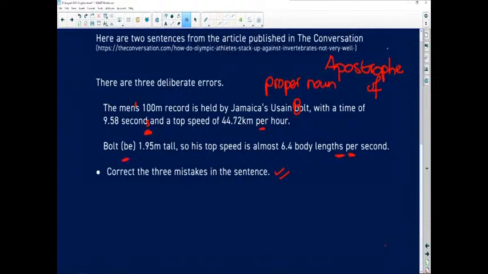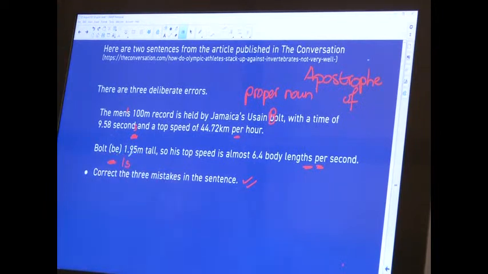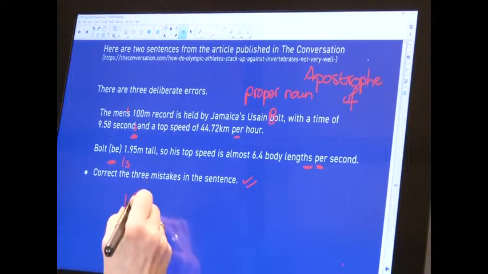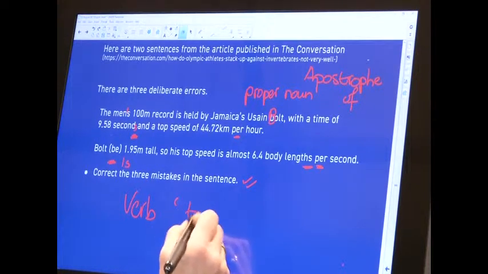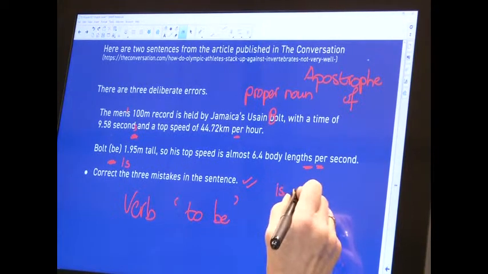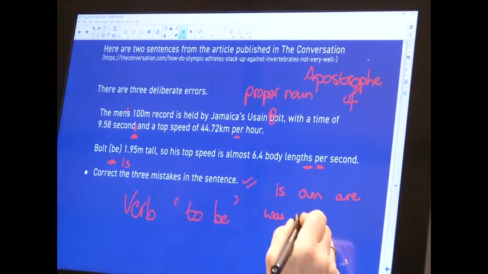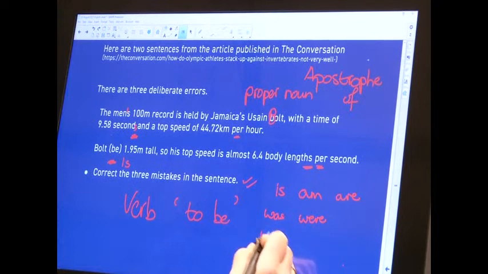And then we've got to fix this. So we've got to give the correct form of the word in brackets. And that would be is. Please don't forget the verb to be. The verb to be has forms in the present tense, is, am, are, in the past tense, was, were, in the future, will be, shall be, and so on.